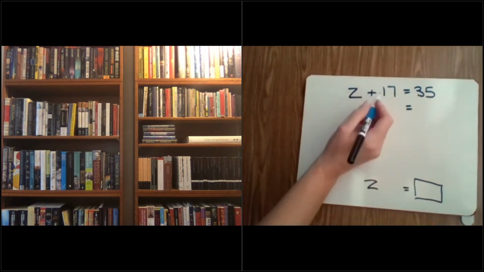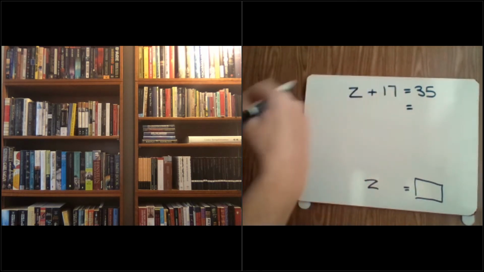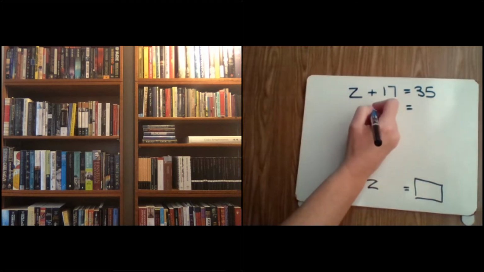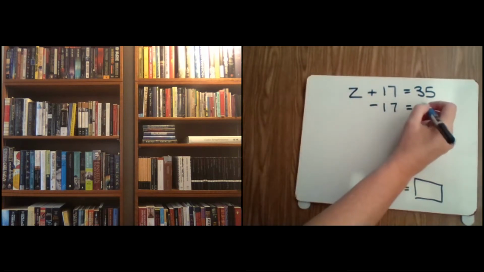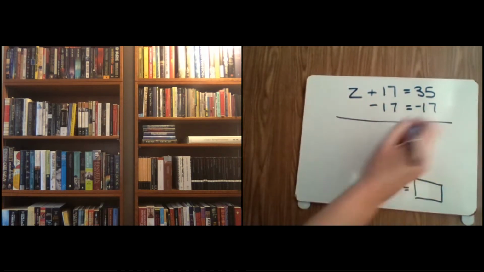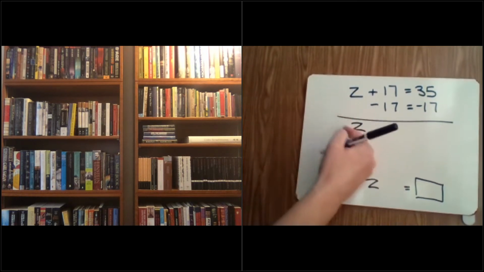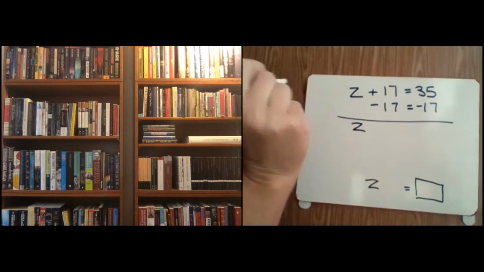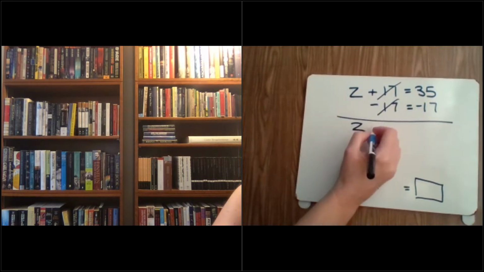We've got Z plus 17 over here. In order to cancel that plus 17, I need to do the opposite operation: subtract 17. So I'm going to subtract 17 from both sides. We cross that out, and now Z is by itself. I still have my Z. Plus 17 minus 17 will cancel, and I'm left with 0.